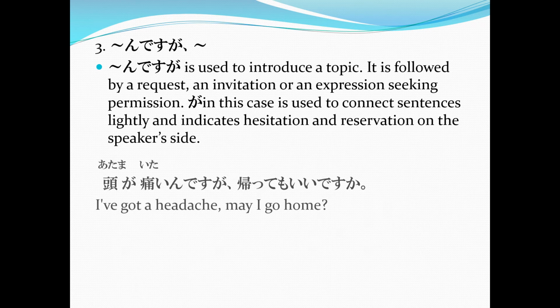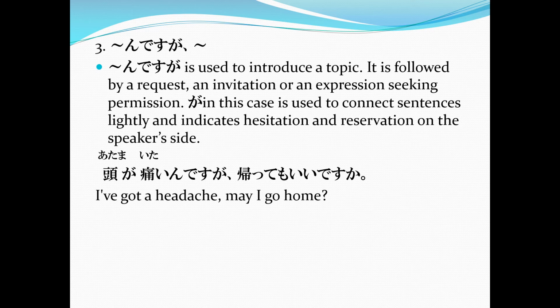Let's see an example. Atama ga itai desu ga kaette mo ii desu ka? Again, atama ga itai desu ga kaette mo ii desu ka? I've got a headache. May I go home? So in this sentence, the speaker is stating that he is experiencing a headache. Now the next sentence, kaette mo ii desu ka, is seeking permission to go home. But by using desu ga in the introductory sentence, he is stating that even if he wants to go home, he is hesitating.